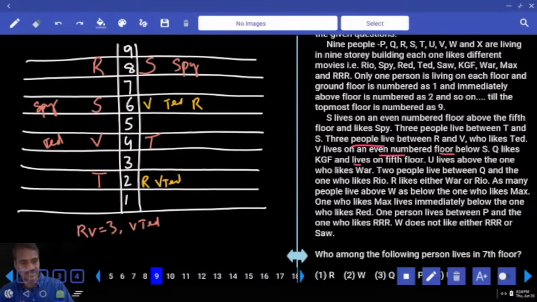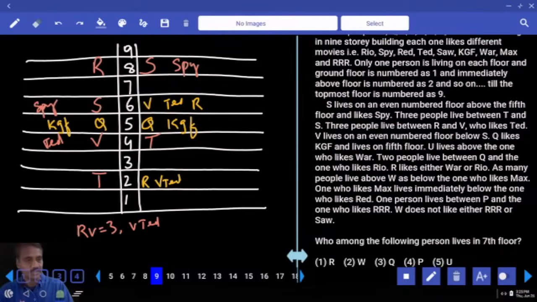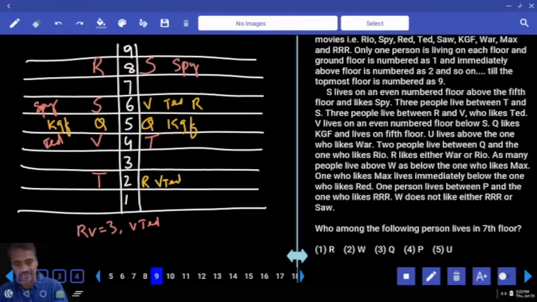And Q likes KGF and lives on the 5th floor. Now Q likes what? KGF, and lives on the 5th floor. U lives above the one who likes war. Where is this U? U lives above the one who likes war.